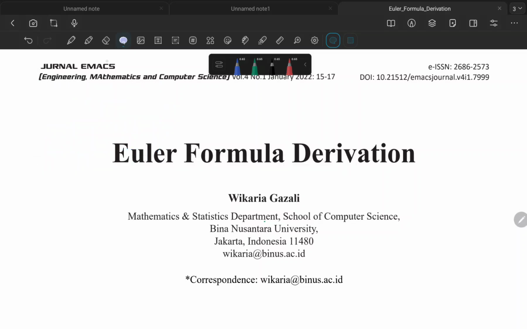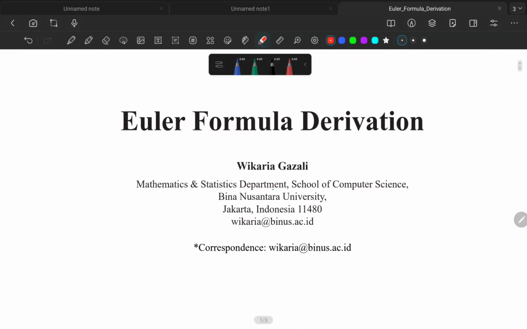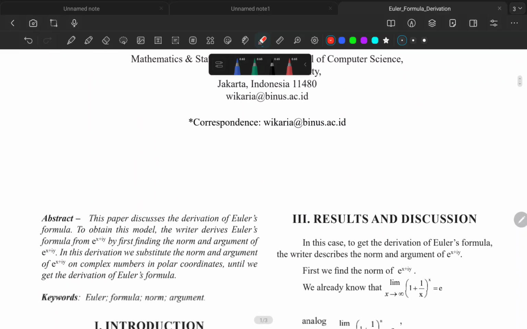And I don't think that if you are finding mathematics easy, then that mathematics is good for you. It should be hard. So there is some information about the researcher, Vicaria Ghazali, Mathematics and Statistics Department, School of Computer Science, Bina Nusantara University, Jakarta, Indonesia. Okay, so let's get into it.